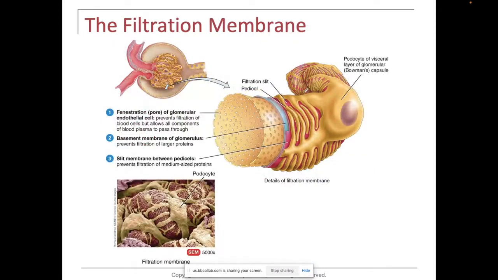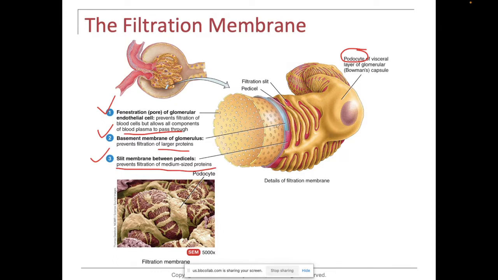So this shows the filtration slit. So this is a podocyte here. And then you can see we've got one, two, three different layers here. You have the fenestrations, or the pores of the glomerulus, which prevent the filtration of blood cells, but allow all the components of the blood plasma to pass through. And then the second layer prevents the filtration of the larger proteins. And then the slit membrane between the pedicels prevents filtration of medium-sized proteins.